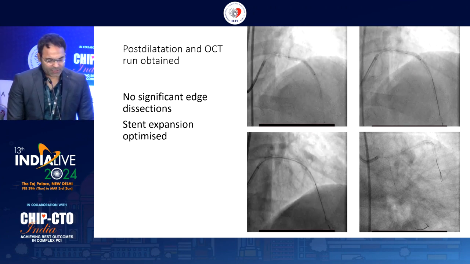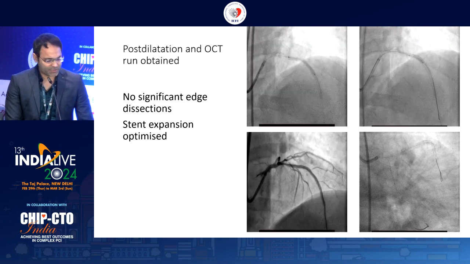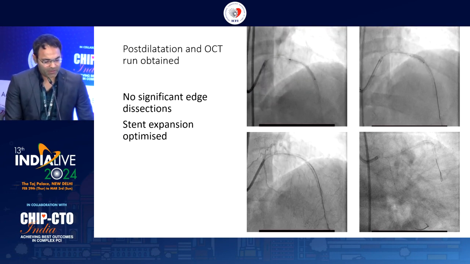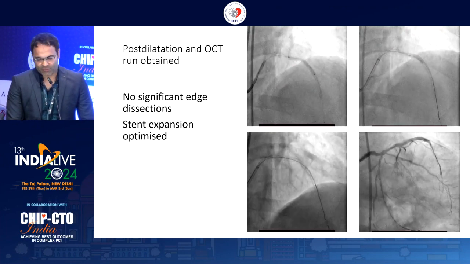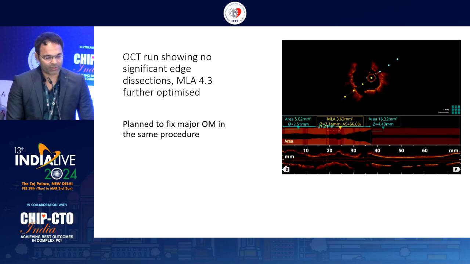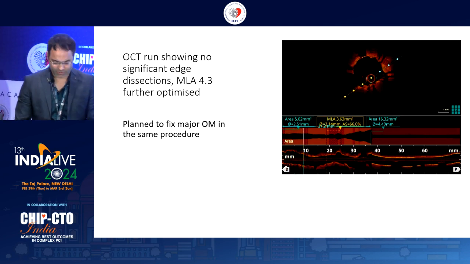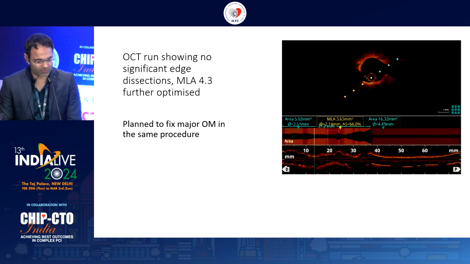So OCT was done and stent expansion was optimized. It showed an MLA of 4, and it was optimized to 4.5 to 4.7. There were no significant dissections. What is more important is to look for significant dissections in the proximal segment. If at all they are there, obviously we have to complete the procedure, which was not found.